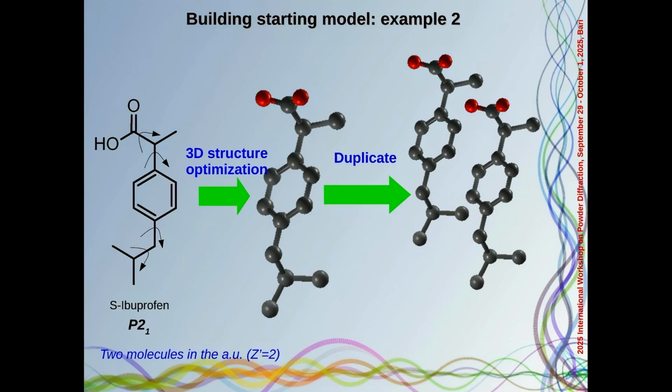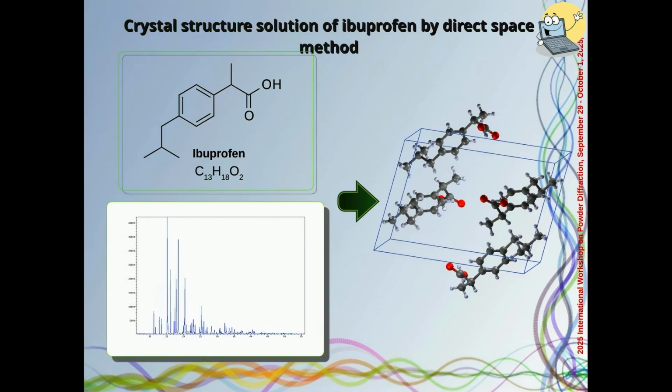Okay, this is trivial because essentially your starting model should not be a representation of the molecule, but should be a representation of the asymmetric unit. So if you have 2 molecules in the asymmetric unit, you have to input into the software 2 molecules of the starting model. Okay. And I will show as an example the structural solution using the real space method of the molecule of ibuprofen. And okay, the only required information in this case are the experimental diffraction pattern and the structure formula.